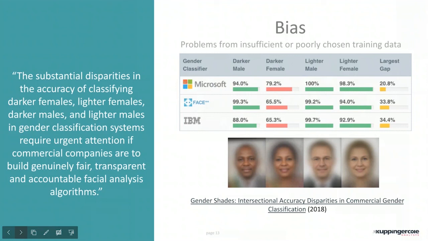This is from a paper titled Gender Shades: Intersectional Accuracy Disparities in Commercial Gender Classification. It stated that the substantial disparities in the accuracy of classifying darker females, lighter females, darker males, and lighter males in gender classification systems require urgent attention if commercial companies are to build genuinely fair, transparent, and accountable facial analysis algorithms. So bias is a critical part of governance if models are ever to be dependable and also trusted by end users.